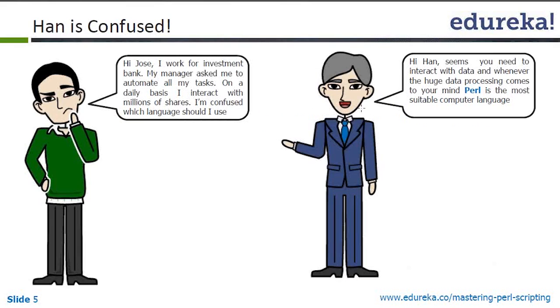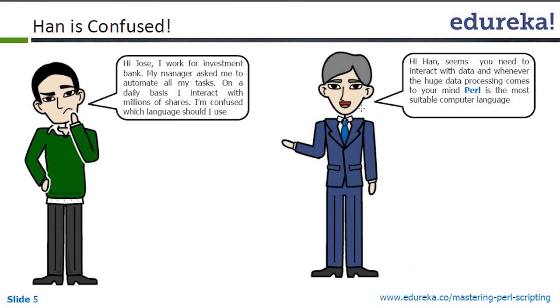So Han is a little bit confused. Han is asking Jose, I work for an investment bank. When you're working with an investment bank, you understand that you have to encounter a lot of trading data each and every day. Now, his manager is asking him to automate all his tasks on a daily basis. He interacts with millions of shares, but he is confused about which language he should use. So Joe suggested him to use Perl.